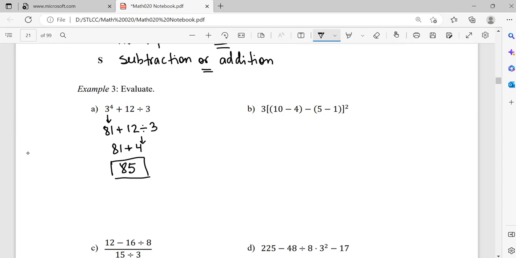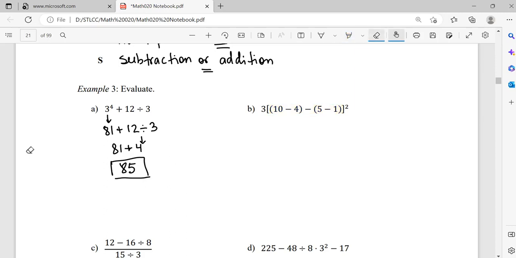I strongly encourage you, if you are a little bit shaky in order of operations, keep rewatching these videos, play them back, until you get comfortable with choosing which step to do next. Okay, so here's the next one, part B. We have a lot going on there, but the main thing is that we do have parentheses. We have multiple parentheses. So I know I have parentheses, so I need to do what's in parentheses first, which is basically all of this.